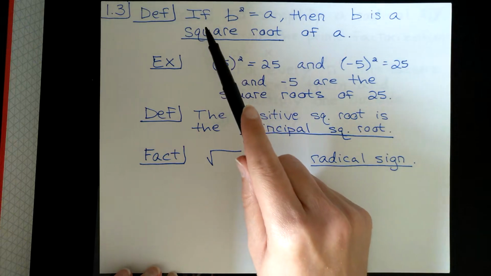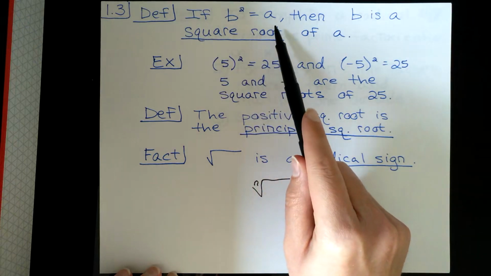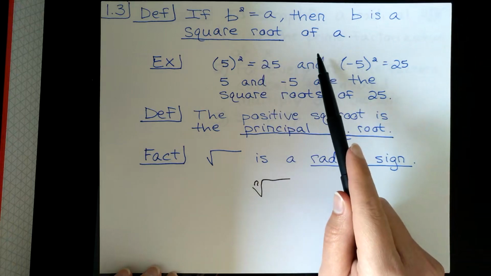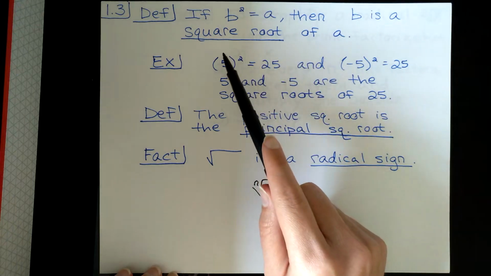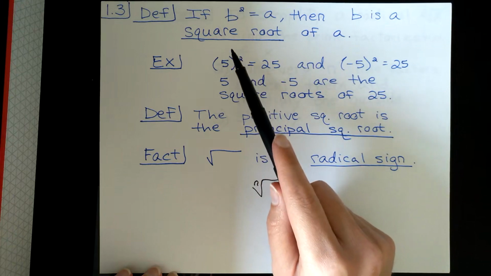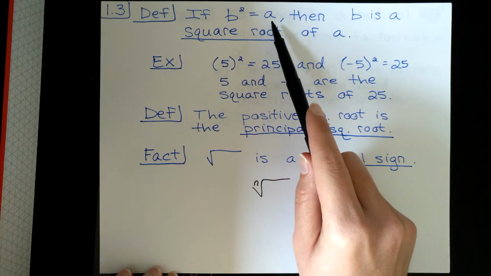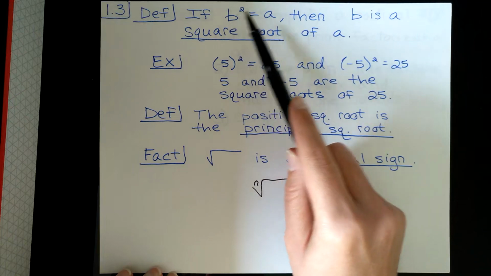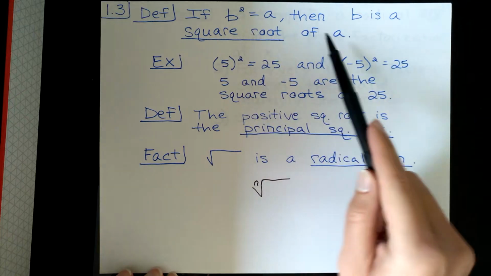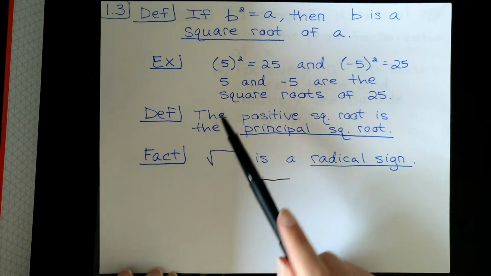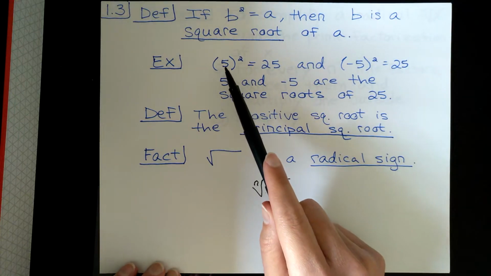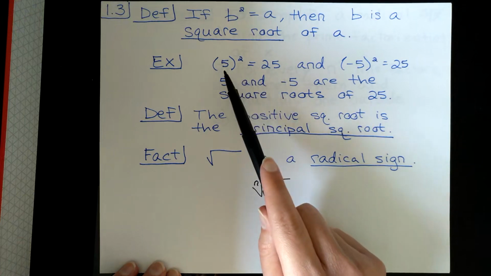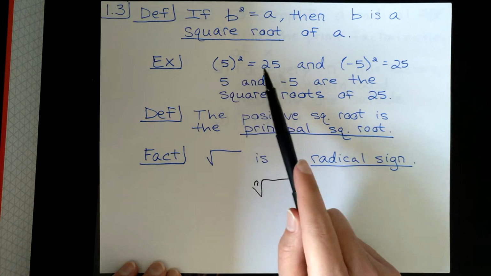The first being that if b squared is equal to a, then b is a square root of a. So if you can take some number b and multiply it by itself to get another number a, then b is a square root of a. For instance, if we take 5 and square it, we get 25. So 5 is a square root of 25.